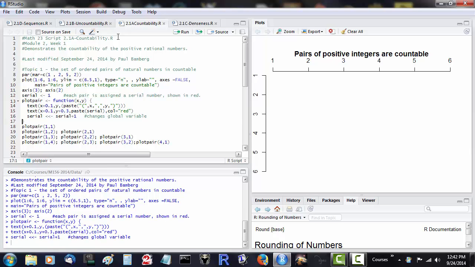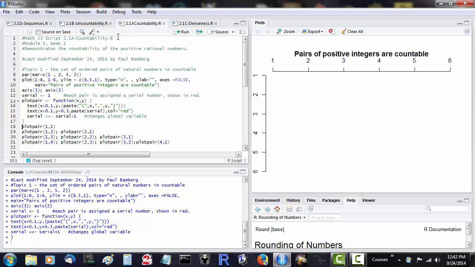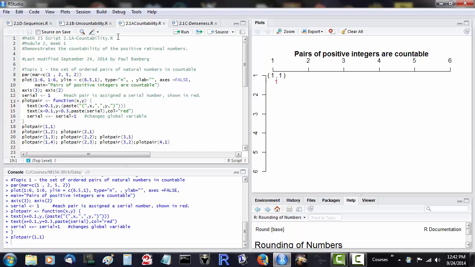Here's a function. Don't worry about the details of how it works. That plots a pair of numbers on the screen. And now we will do our first pair, 1, 1, and we give it serial number 1. Now let me tell you what we don't do. We don't head across the top row doing 1, 2, 1, 3, 1, 4. If we did, we'd never get to the second row. We don't go down the first column either with 2, 1, 3, 1. If we did that, we'd never go to the second column.